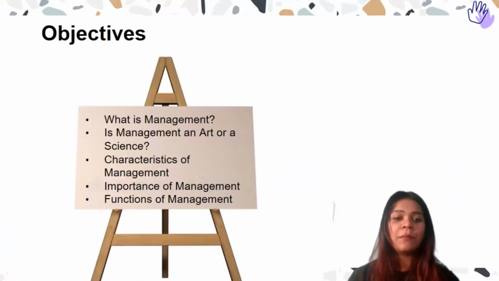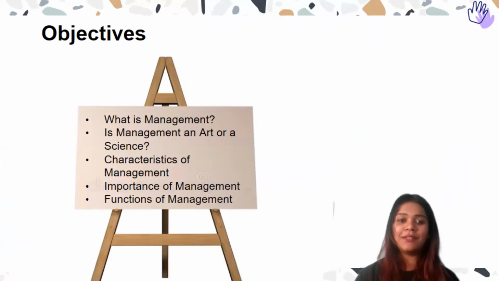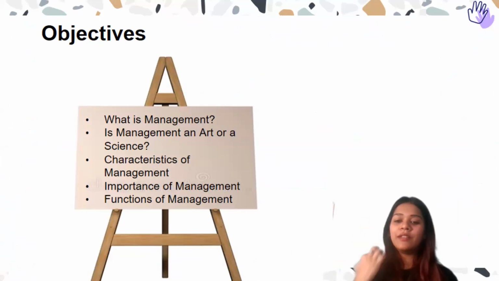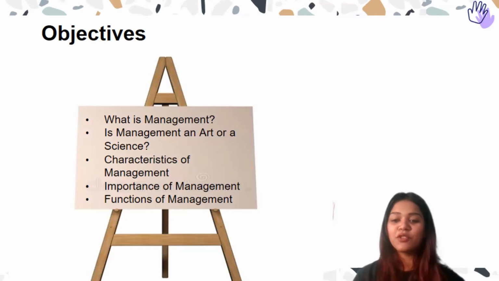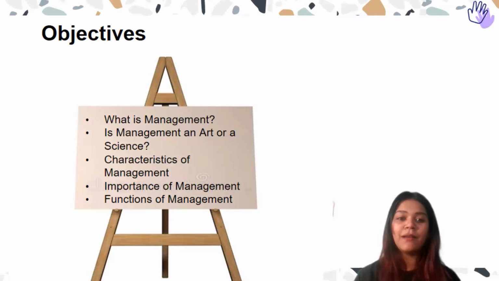Firstly, we will look at the objectives of this session, what all you're going to learn. You will learn what management is, whether management is an art or a science, the characteristics of management, and the importance and functions of management. You will get the overall idea and overview of what comprises management and how it works. It is basically the ABC of management, the basic alphabets of management. So let's go ahead.